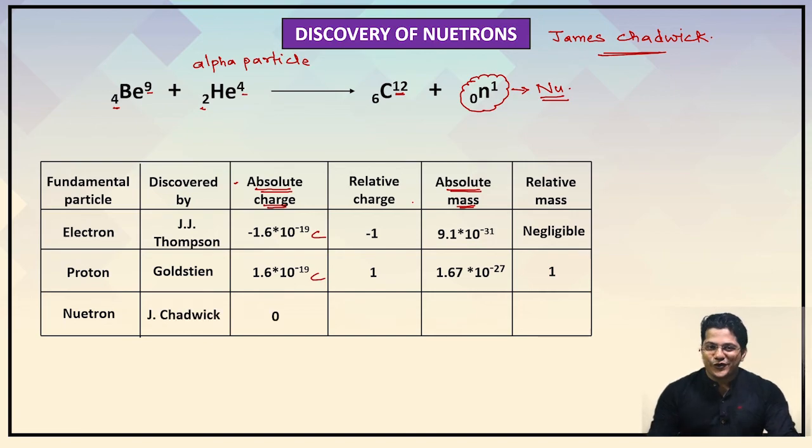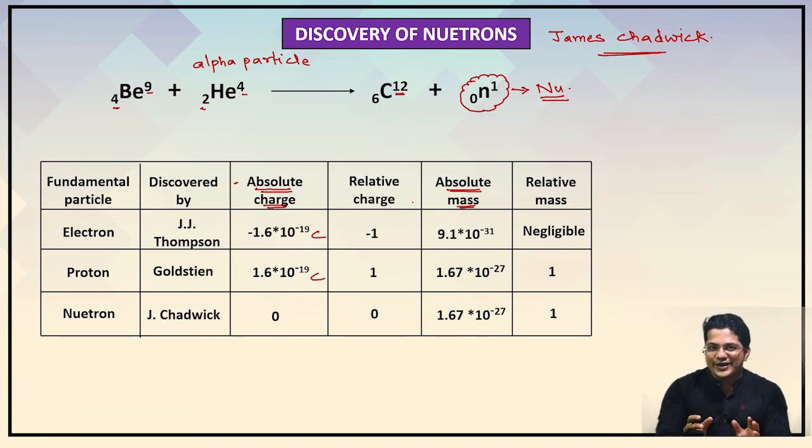Moving on, let's talk about neutrons. The very first thing, neutrons were discovered by James Chadwick. The absolute charge is 0 because it's neutral. The relative charge is also 0. The absolute mass is exactly the same as protons, and the relative mass is 1.